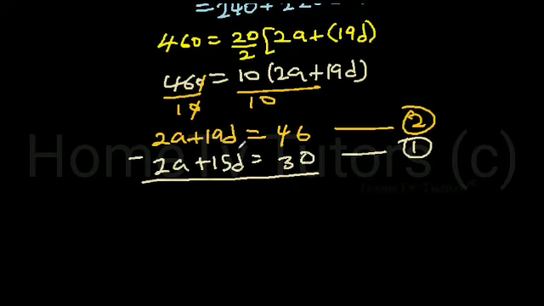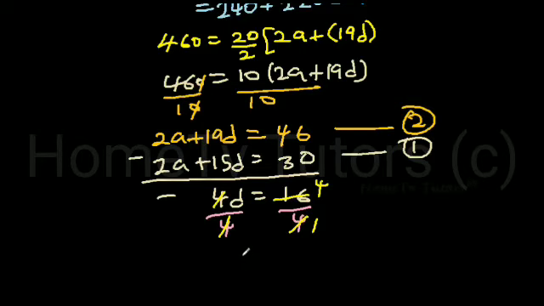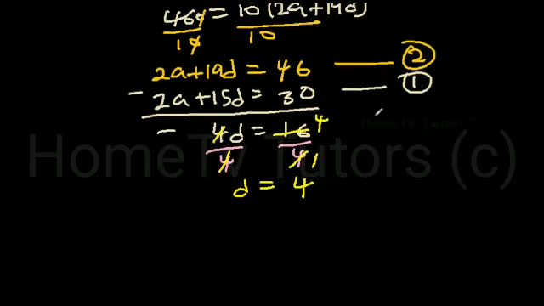So 2a minus 2a, that is zero. 19d minus 15d, we have 4d. 46 minus 30 will give us 16. So we go ahead to divide both sides of the equation by 4. 4 cancels 4 out. 4 in 16, we have 4. So d, the common difference, equals 4. So we substitute that in equation 1. Let's use equation 1. We can use equation 2, but we want equation 1 because it has lesser values.